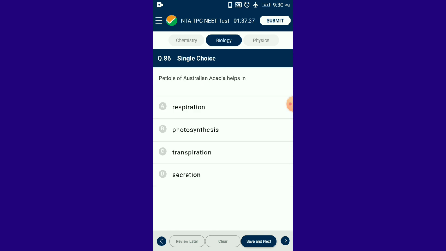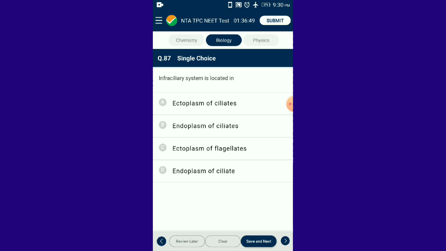Question number 86. The petiole of Australian acacia helps in photosynthesis. The petiole is the cylindrical stalk that joins the leaf base with the lamina. In certain plants like Australian acacia, the leaves are small and short-lived. In these plants, petioles modify to form a flat green-colored leaf-like structure which carries out photosynthesis. Question number 87. The infraciliary system is located in the ectoplasm of ciliates. The infraciliary system is responsible for the coordinated movement of cilia. So the answer is option A, ectoplasm of ciliates.